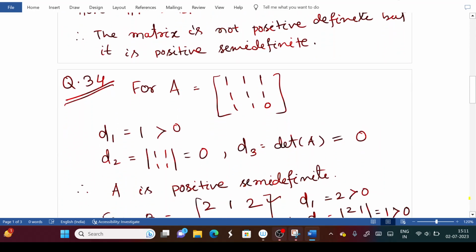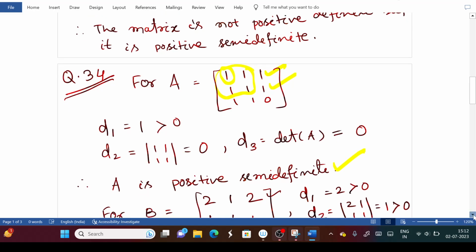So here what happens? This is my A. Observe here. This is positive, but its determinant is 0 because the first row is equal to the second row. And in the whole matrix, this row and this row are repeated, so the whole determinant is also 0. So here D1 is positive, D2 and D3 are 0. If some are positive and some are 0, the matrix is positive semi-definite. So A is positive semi-definite.